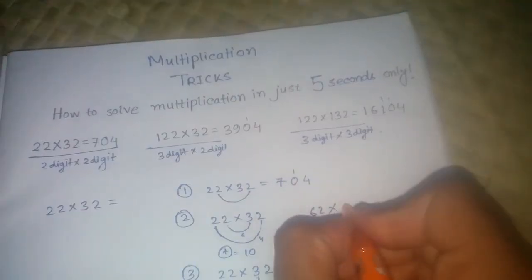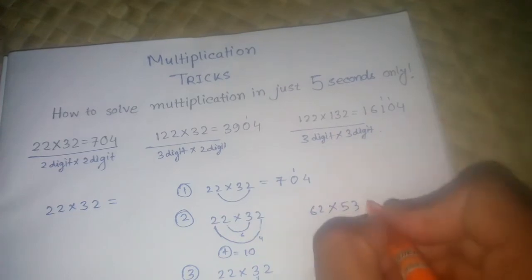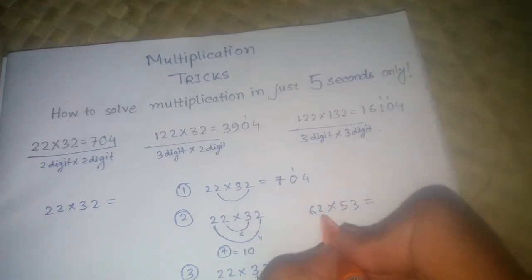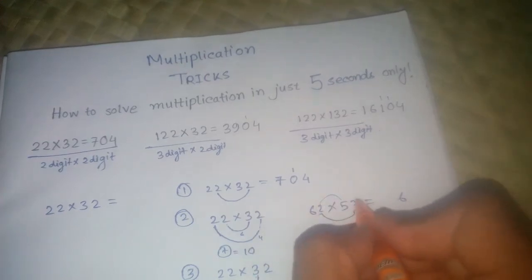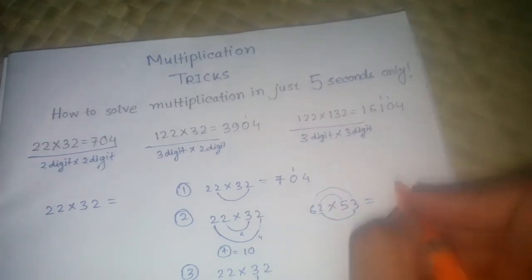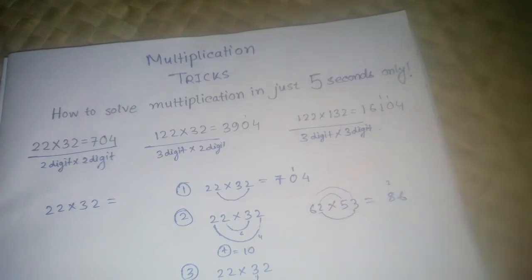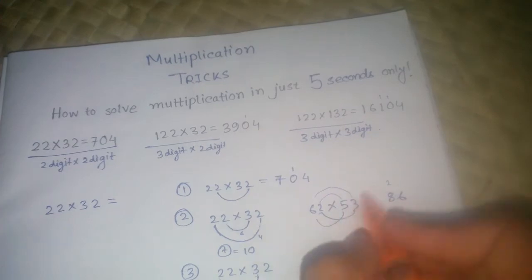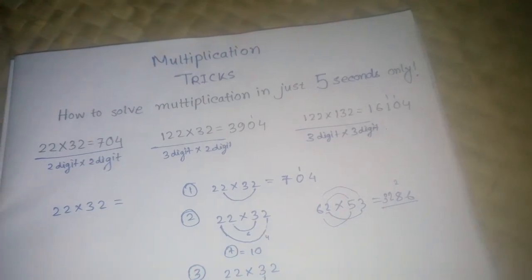62 cross 53, okay? So what will be the answer? Do it first. 3 cross 2 it's 6, then 5 cross 2 is 10, 3 cross 6 is 18, 10 and 18 will become 28, the 2 will be carry, and 5 6s are 30, 30 plus 2 it will be 32, so 3286 is the answer.